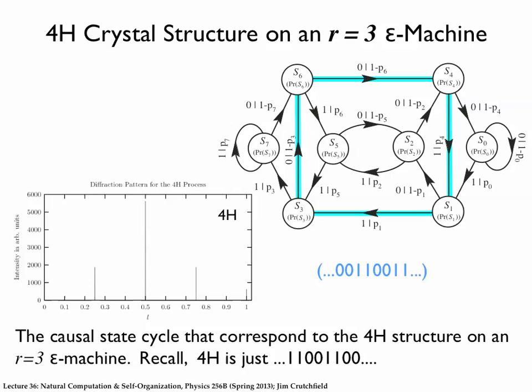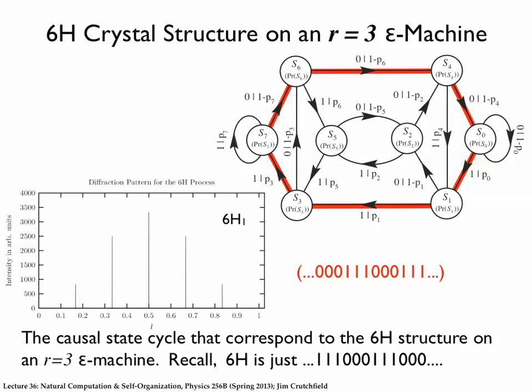I will not go through them all for you. I realize that would be a little long, but one more, because it's important, and that is the 6H. This is where 6H lives on an R=3 epsilon machine, and again, we just go through and do the same thing that we did before. The only way you're going to get the 6H structure is if you can repeat this cycle a number of times long enough to keep making 0 0 0 1 1 1.